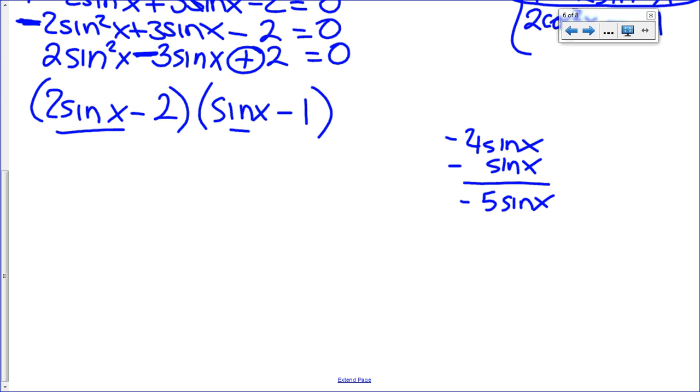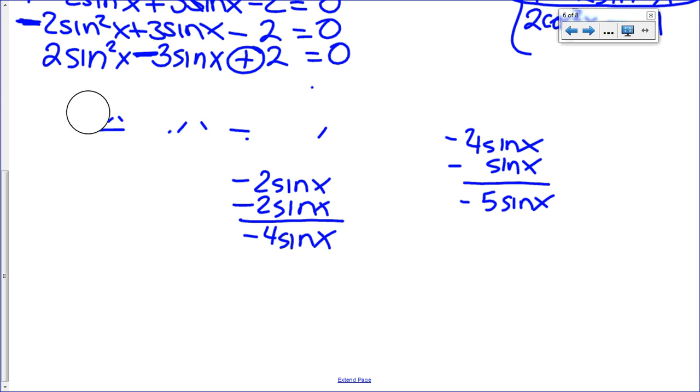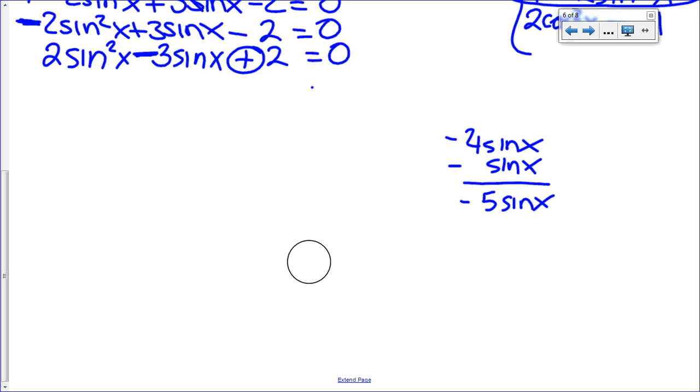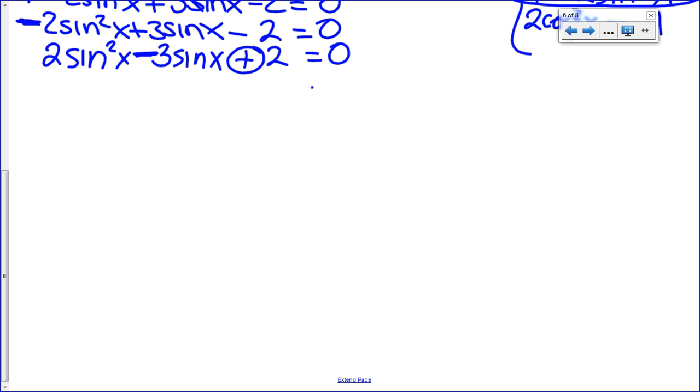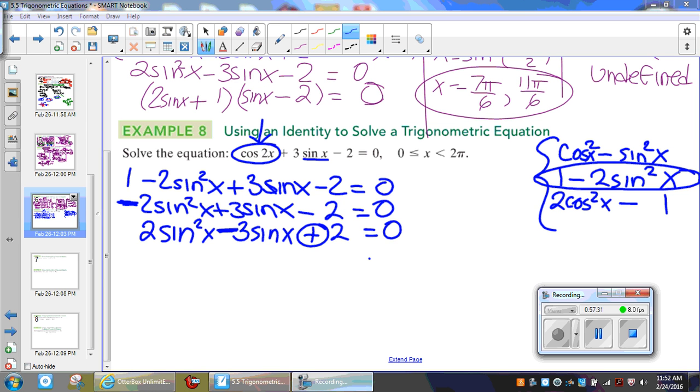2 sine x times negative 1 is negative 2 sine x. And then negative 2 times sine x is negative 2 sine x. Uh-oh. We're in trouble. What's happening? This is negative 4 sine x. So what does that mean? That this is not factorable. Oh, no. So what do you guys think we're going to have to use? The other one, the quadratic formula. Yes.